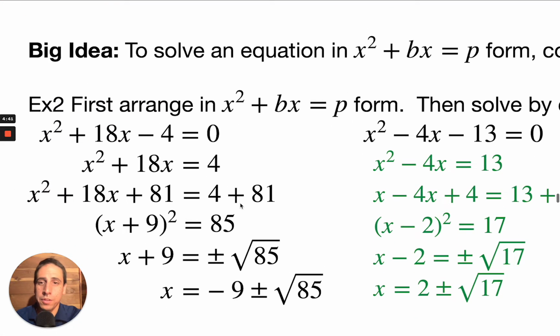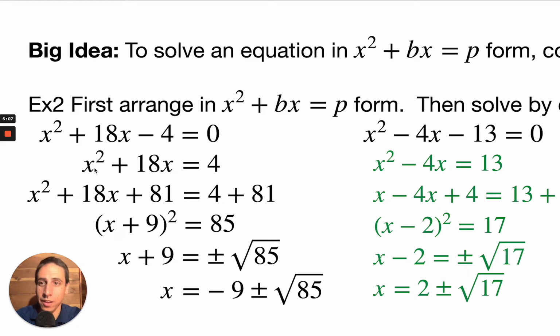First step, all the preliminary work, it's got to be putting it in x squared plus bx equals p form. And then we're going to solve by completing the square. Here, I know I said that having it all set equal to 0 is really important, but here we don't want it to equal 0. We're going to put it in x squared plus bx equals p form.